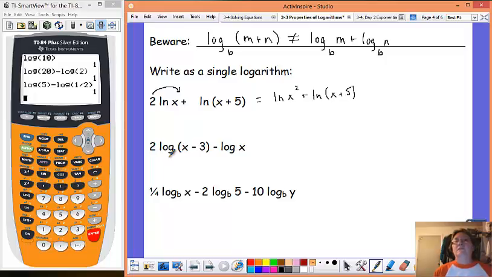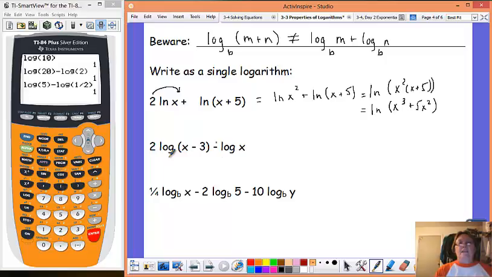Now we do, folks, we're in this situation. We've got the logs of the same bases of things added together. So we should be able to join those or condense those into a, let's see, it's broken out as addition, so it should be a multiplication. It should be the natural log of, and it would be x squared times x plus 5. Or we could simplify further and say it's the natural log of x to the 3rd plus 5x squared.